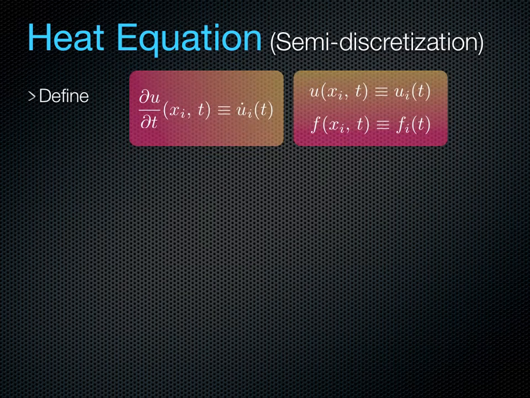So let us also, before we make any further progress, create a shorthand notation for our partial derivative with respect to time, evaluated at x sub i and t, as u dot sub i of t. So t is still a continuous variable, it's not discrete, and the only discrete variable is the x variable. That's why we have only a single index. Likewise, if we look at the actual field variable itself, evaluated at x sub i, comma t, we will denote it as u sub i of t. And the same is true for the driving function f.